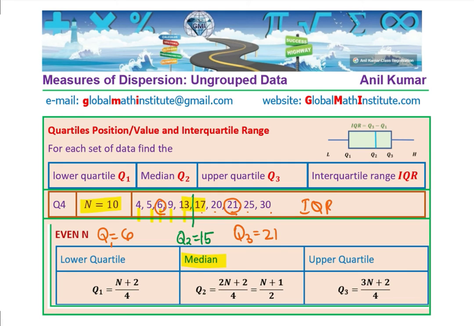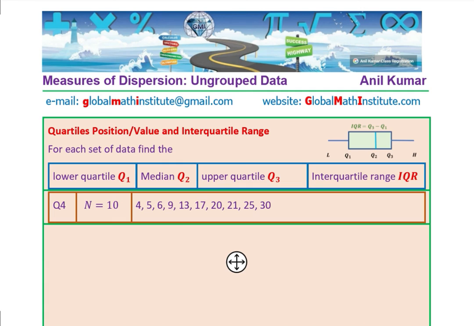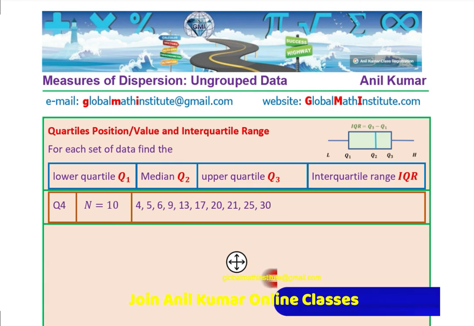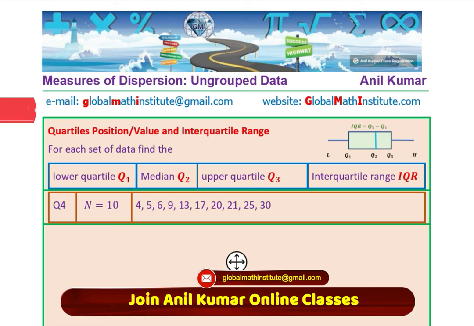IQR is basically Q3 minus Q1, which is 21 minus 6. Does that make sense to you, right? Perfect. So which is how much? 15, right? So 21 minus 6 will be 15. So that becomes IQR. You can use these formulas to find the position and the value. So I'm leaving that for you. Perfect. So I'd like you to do the needful, verify the result which we just got here.